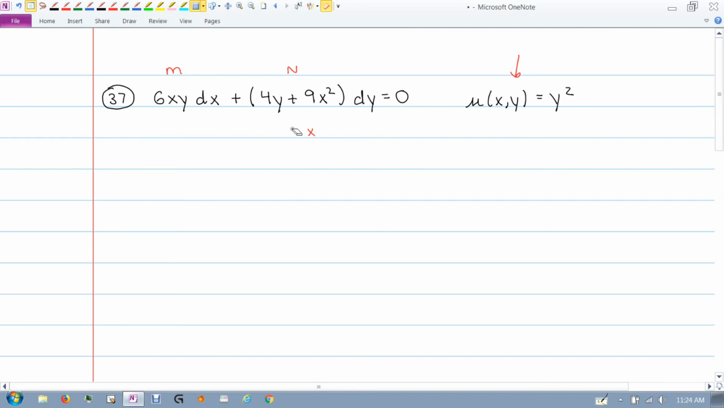So what we can do is, if we can come up with an integrating factor, and we will discuss later how to come up with that, then we can take the original differential equation and just multiply both sides of the equation by that integrating factor. So if I multiply everything by y squared, I get a new differential equation. Looks like this.